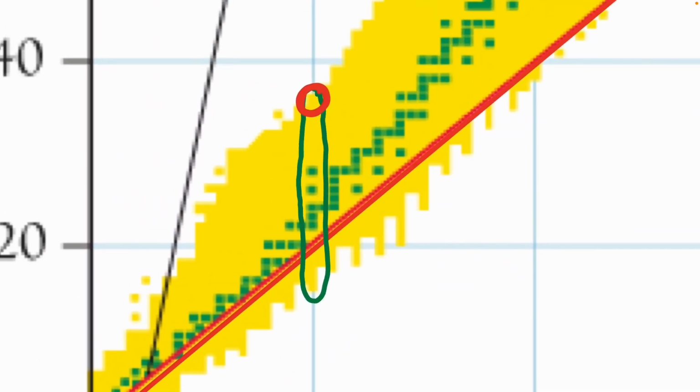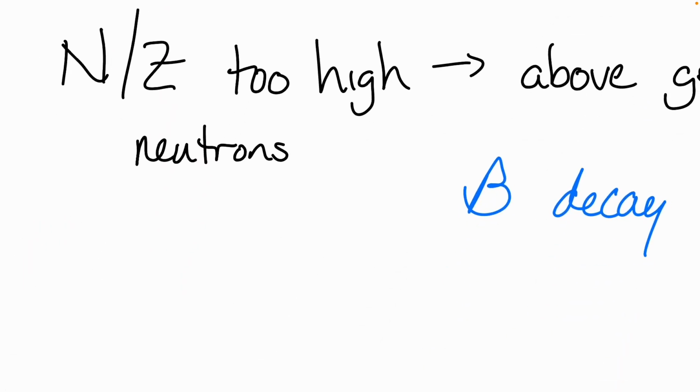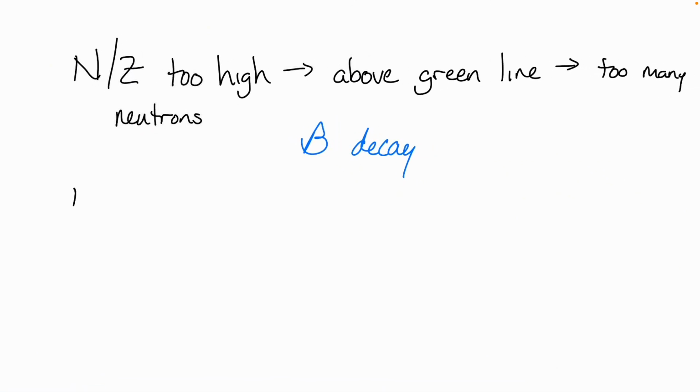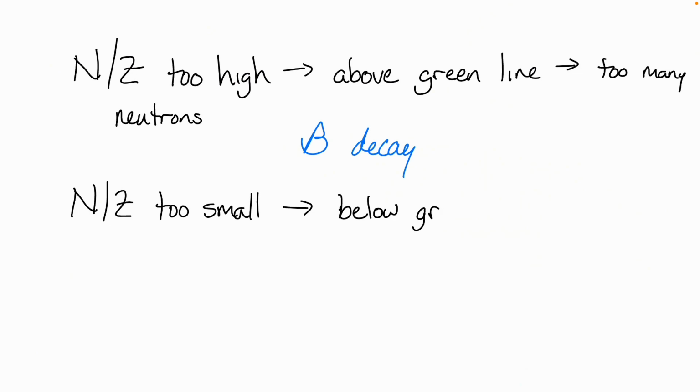All right, so what if I did the opposite and took this other calcium isotope down here? I picked one that has an N over Z that's too small, i.e. this dot sits below that green line, has too few neutrons.